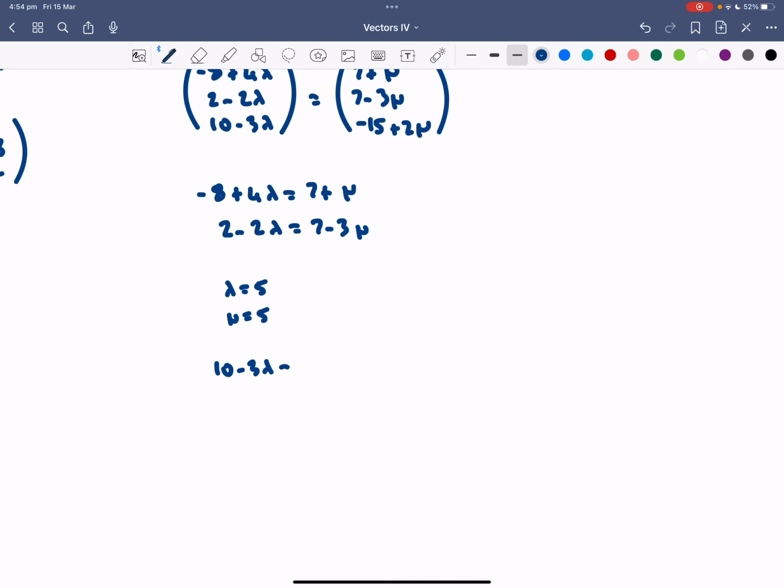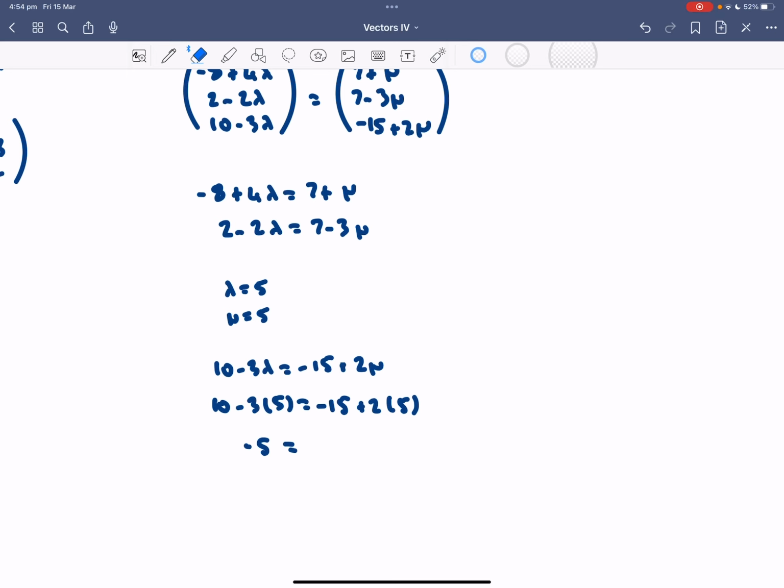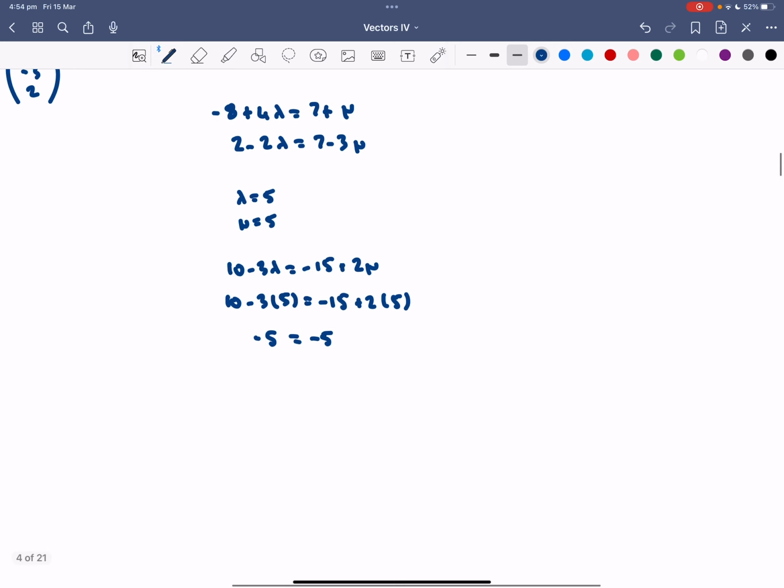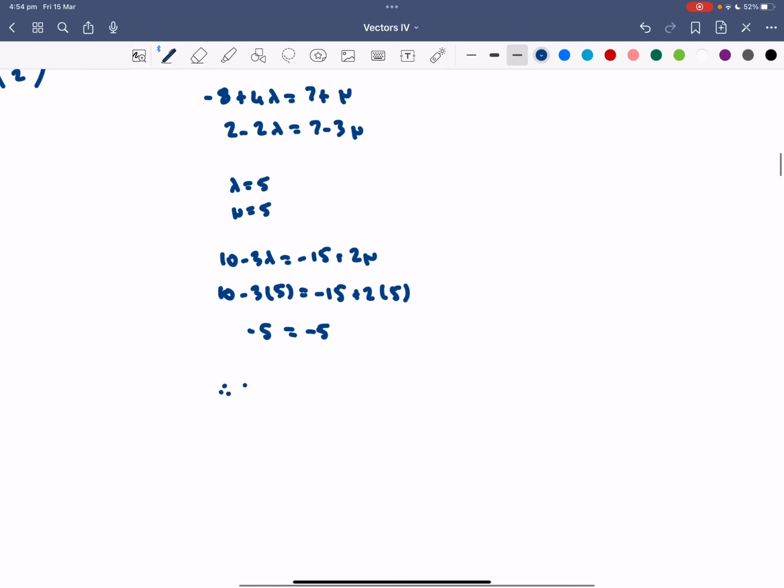10 take 3 lambda is minus 15 plus 2 mu. 10 take 3 lots of 5 is minus 15 plus 2 lots of 5. 10 take 15 is minus 5, minus 15 plus 10 is also minus 5. Perfect. So our solution is consistent with equation 3. So therefore, the paths of the particles cross.